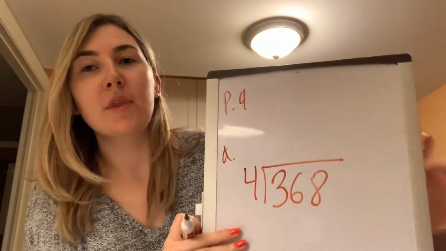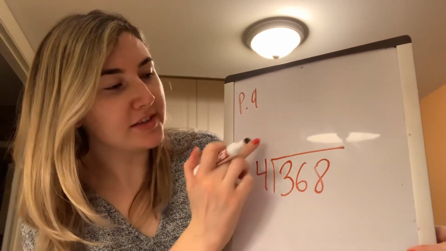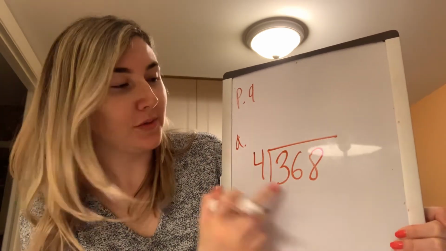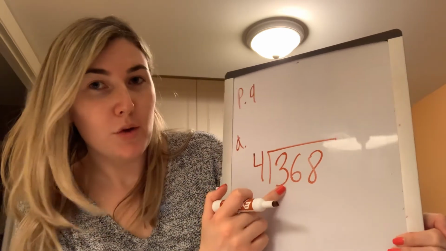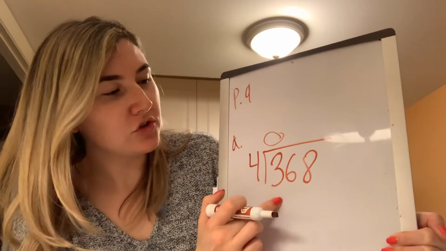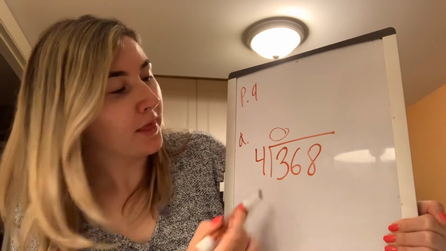So I'll do A, which is 368 divided by 4. So again, we're looking at the number we're dividing by, and we're going into each number to see how many times can 4 go into it. So we'll go, how many times can 4 go into 3? We know it cannot go into any. So I'll put a 0 just to make sure we're going to write the rest of our answer in the right place value.